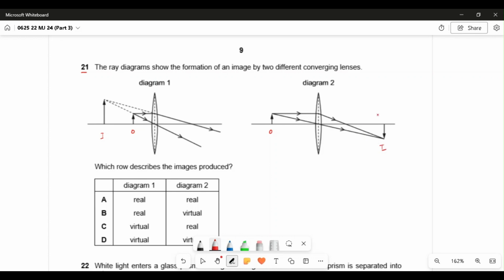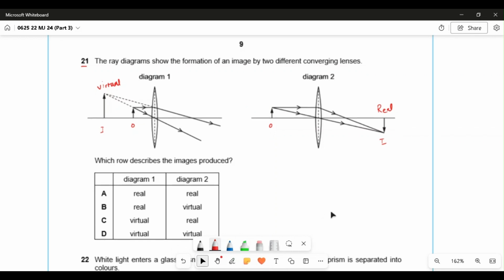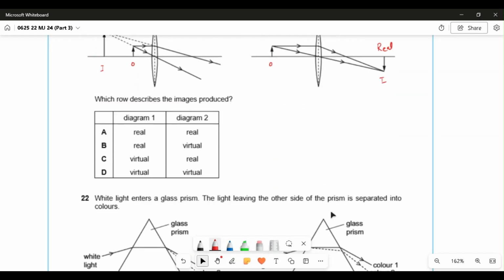When the image is on the other side, it will be real. For the converging lens, an image on the same side that cannot be drawn on the screen is virtual. So we have to remember only, an image on the same side of the object is virtual and it is enlarged. An image on the other side of the object that can be drawn on the screen is real. So diagram 2 is real, diagram 1 is virtual. Option C.